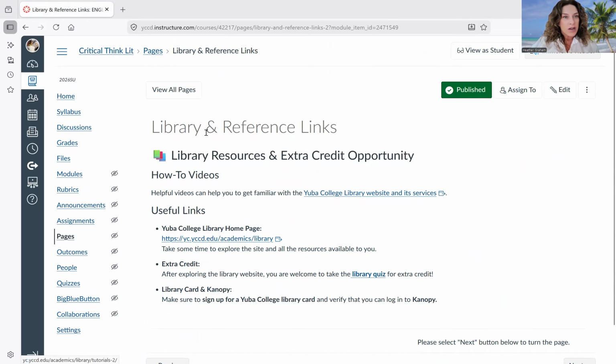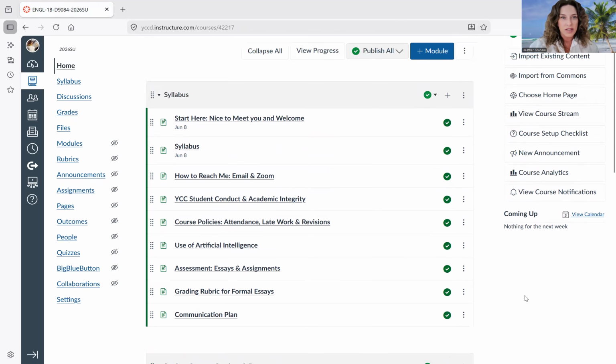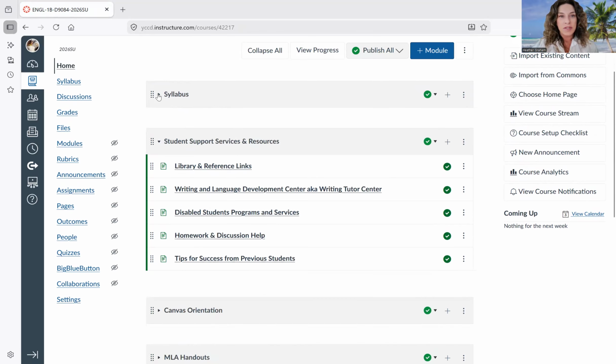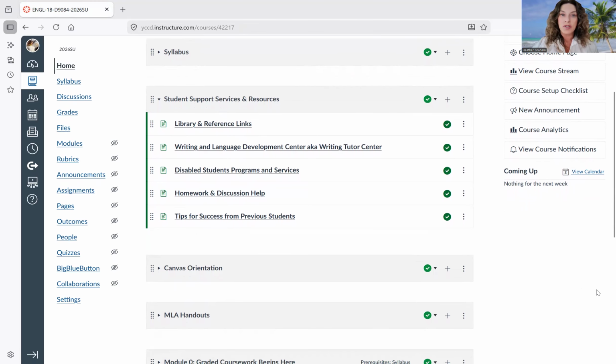Okay, so we are actually moving forward. Let me pull back into our modules because we have just gone through the syllabus. Now, I'm going to take just a few moments to show you how the class is intended to work and how the flow will go. So you have your syllabus that's always available for you. There is a module for student support services and resources. That's where you're going to find your library and reference links.